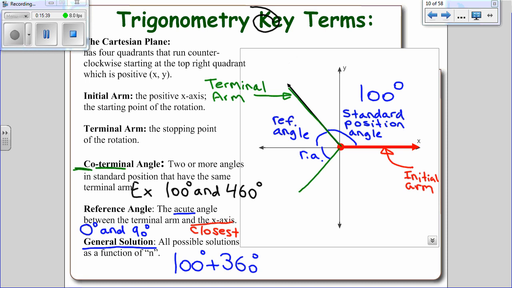So your general solution to a question is the standard position angle plus 360n, where n is an element of the whole number system. You couldn't have a decimal in there, or else you wouldn't be doing your whole 360. Okay? That is your general solution to any question. You take your standard position angle, you just keep doing circles however many times you feel you need to. That would cover every single possible coterminal angle. It would cover 1 circle, 2 circles, 3 circles, 4 circles, all the way up to infinity.